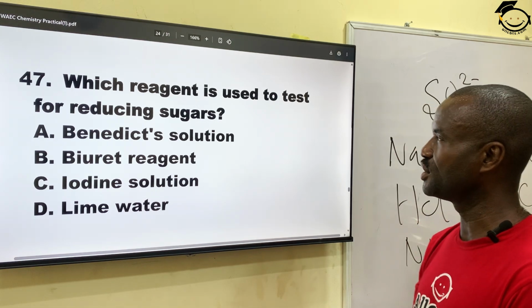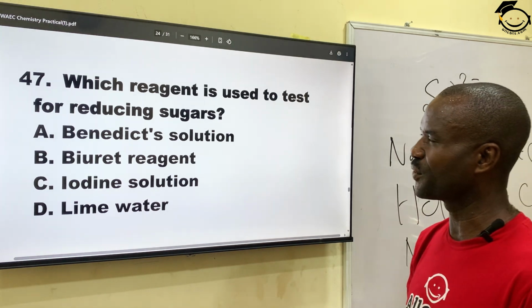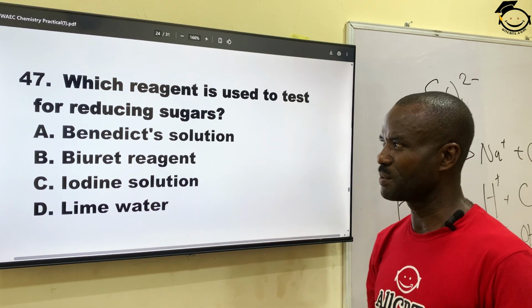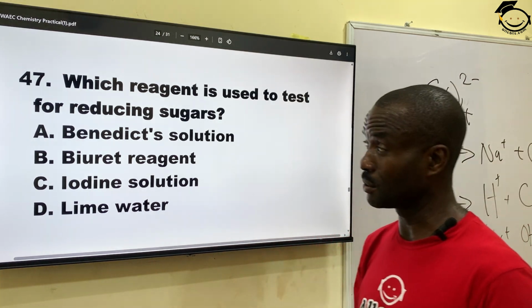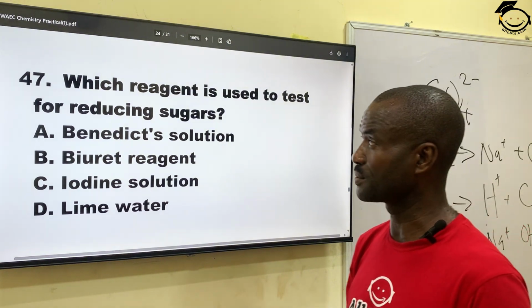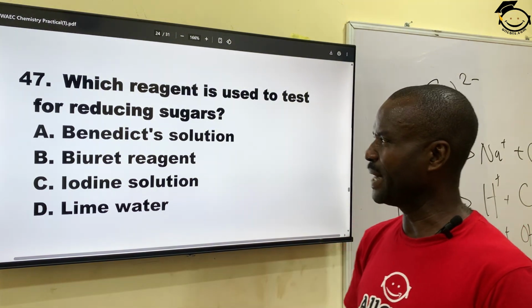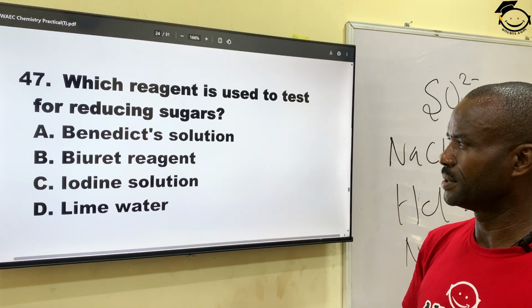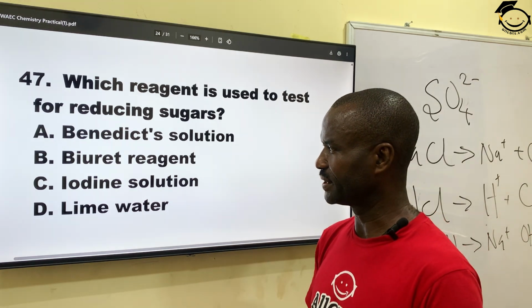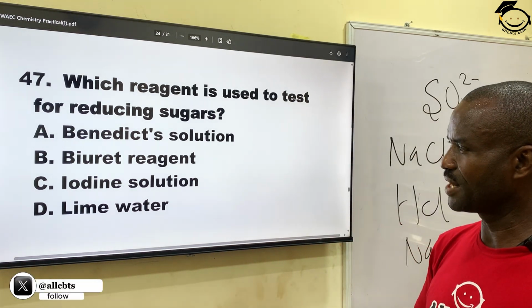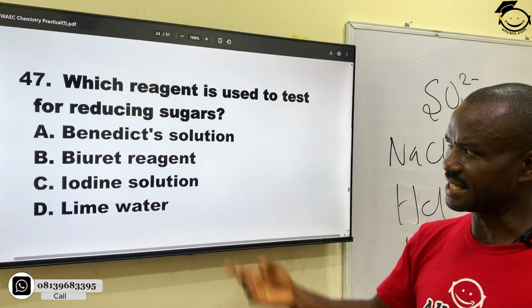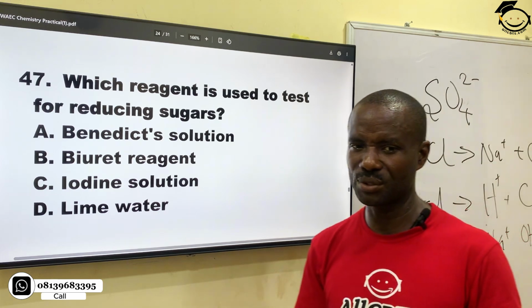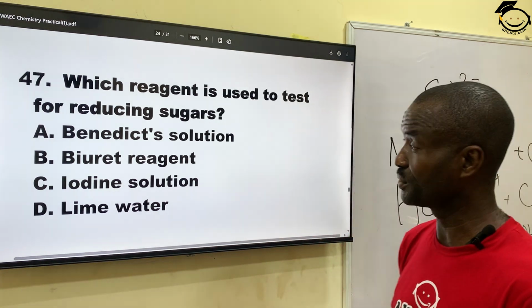Which reagent is used to test for reducing sugar? When we say reducing sugar, we mean monosaccharide, such as glucose, galactose, and so on. A. Benedict solution. B. Biuret reagent. C. Iodine solution. Then D. Lime water. The correct answer is A, Benedict solution. Benedict solution is used to test for reducing sugar.